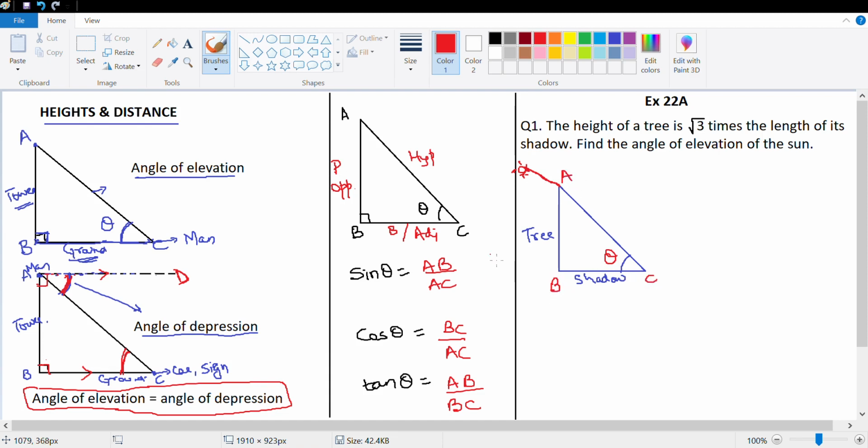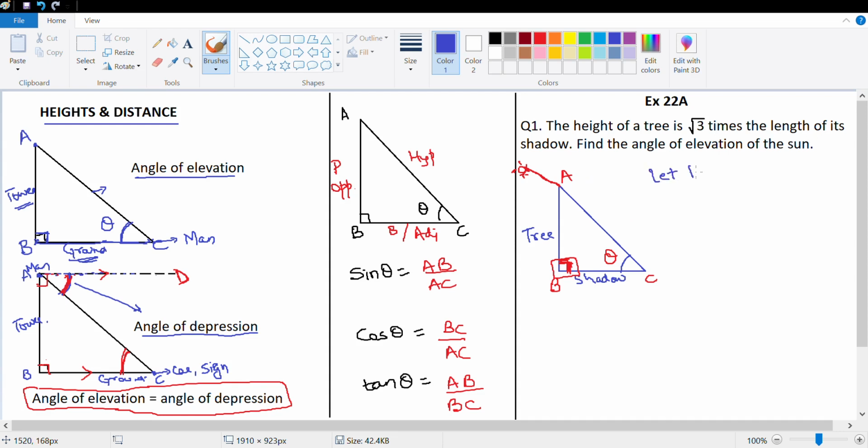A common mistake which students end up making is not marking the 90-degree sign, which is why they lose a mark. Marking this triangle as a right angle triangle, or showing that the tree is making an angle of 90 degrees with the ground, is mandatory, because all trigonometrical ratios for our case would be applicable only if it is a right angle triangle. So the height is √3 times the length of the shadow.